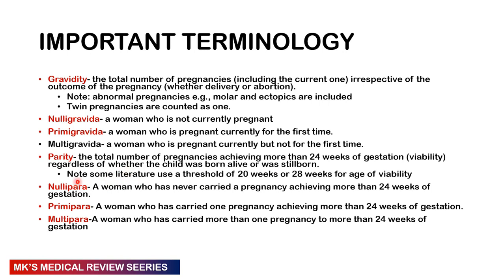Then nulliparous woman or nullipara is a woman who has never carried a pregnancy achieving more than 24 weeks of gestation, so hasn't carried a pregnancy to the age of viability. Primiparous woman is a woman that's carrying the pregnancy for the first time, or this pregnancy has been carried for the first time beyond 24 weeks of gestation. Then multiparous woman or multipara is a woman that has carried more than one pregnancy beyond the age of viability, beyond 24 weeks of gestation.